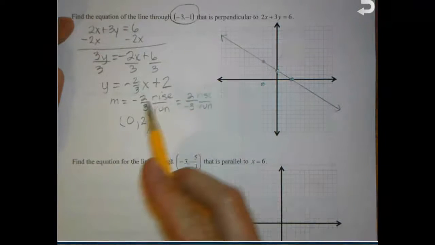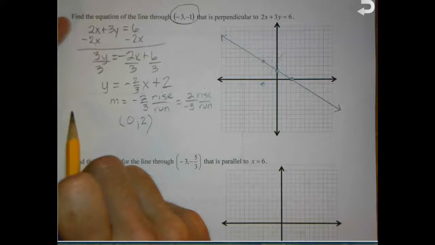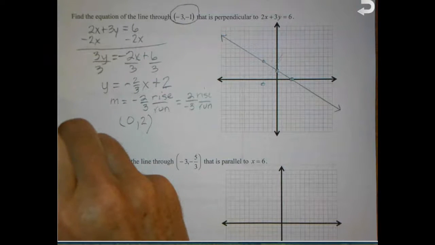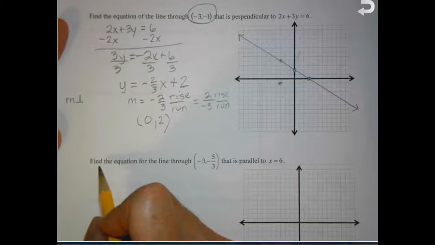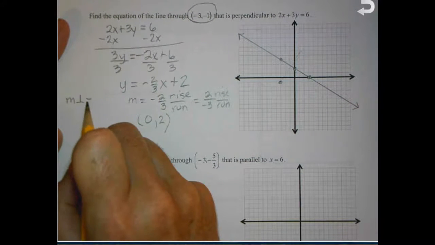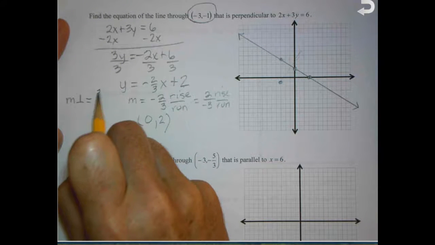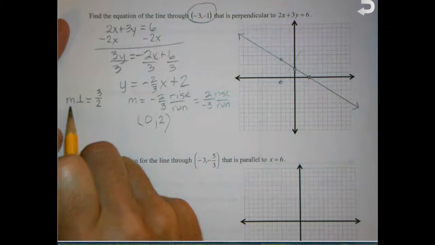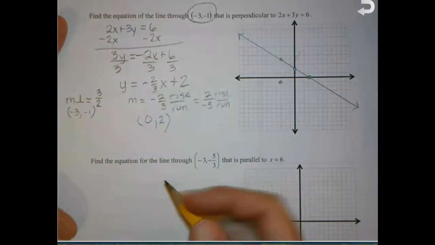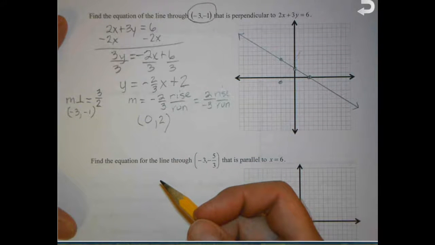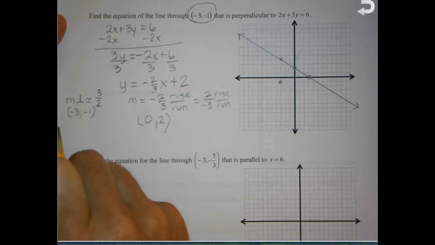So to do that, I need to know what slope this line should have. So my slope should be the opposite reciprocal, and perpendicular should be, if it was negative 2/3, then it should be a positive 3 halves, and my point is (negative 3, negative 1). Now I can use the point slope formula to find out what's the equation for this line. So let's write this point slope formula.